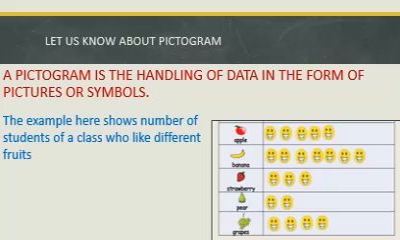Here we have one example of students who like different fruits. The example here shows the number of students of a class who like different fruits. Some students like apples, some like bananas, 3 students like strawberries, 2 students like pear, and 4 students like grapes. Can you tell me how many like bananas? Yes, great. 7 students like banana.